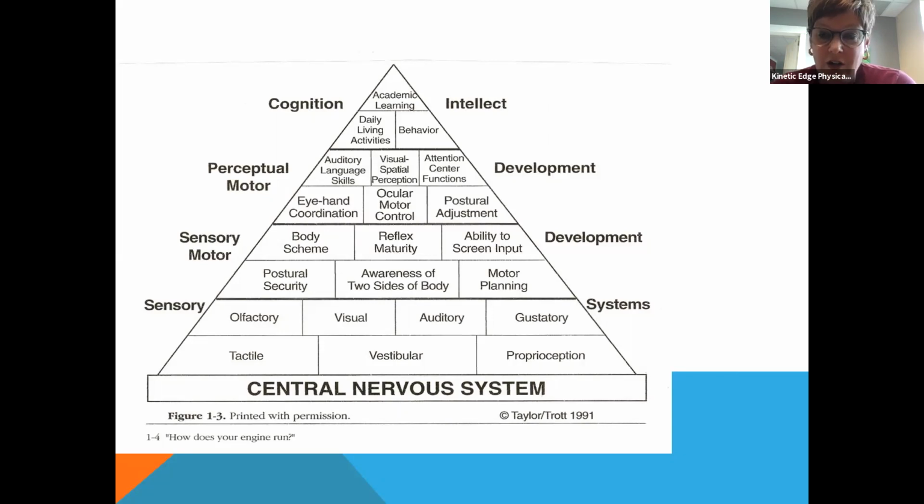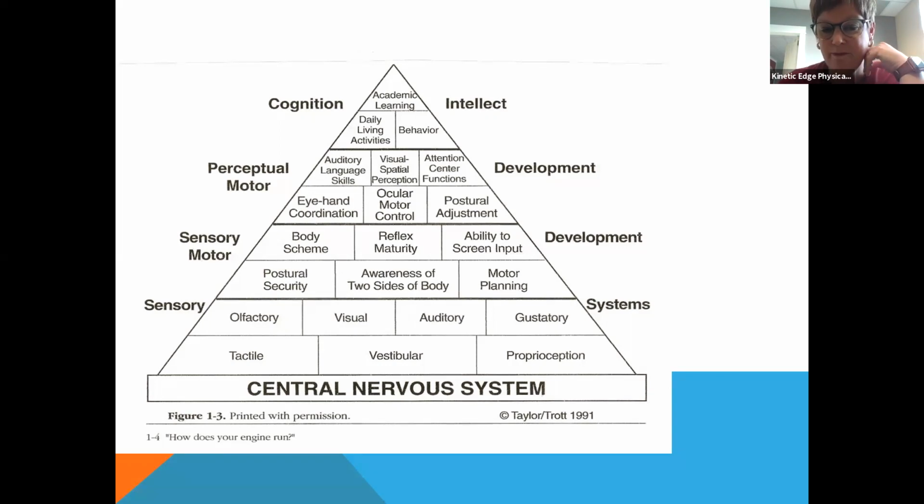Below that are all sorts of developmental skills, perceptual motor and sensory motor skills that should be fairly automatic for the child. So using the two sides of the body together, visual, motor control, eye-hand coordination, gross motor coordination, awareness of your body, motor planning. You can see all of those things that should just kind of click and happen. But sometimes that isn't the case.